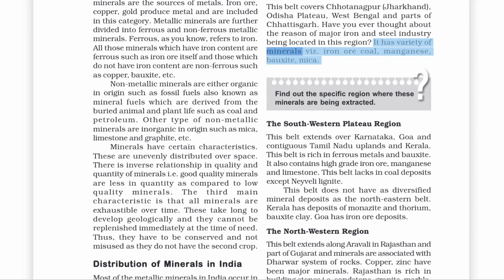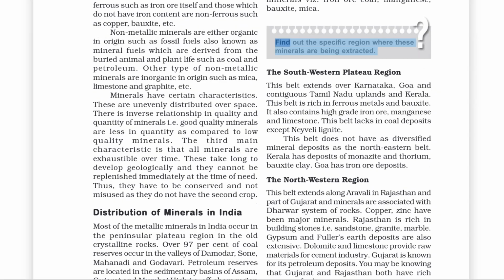It has a variety of minerals, viz. iron, coal, manganese, bauxite, mica. Find out the specific regions where these minerals are being extracted.